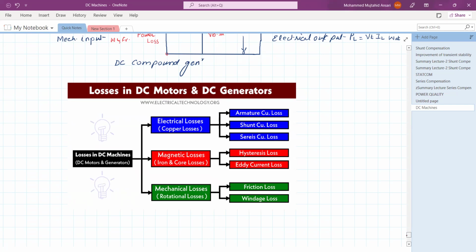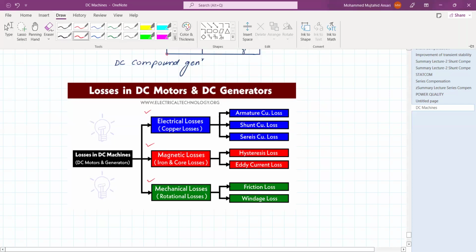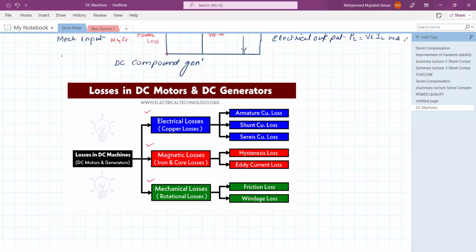And third is the mechanical or rotational losses. So in case of the DC machine, there are three major losses. One is the electrical loss, second is the magnetic loss, and third is the mechanical loss. So in the electrical loss, there is armature copper loss. Armature copper loss is nothing but the current in the armature circuit squared, multiplied by the armature resistance. So it is in watts. This is the power loss in the armature circuit.